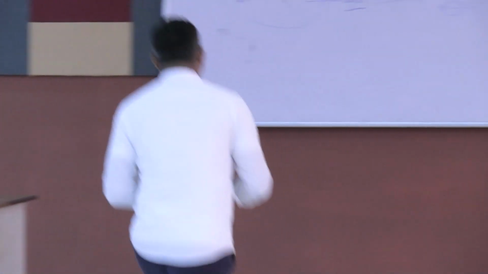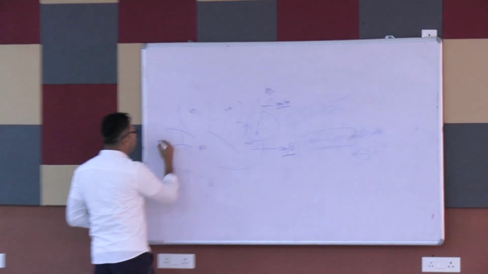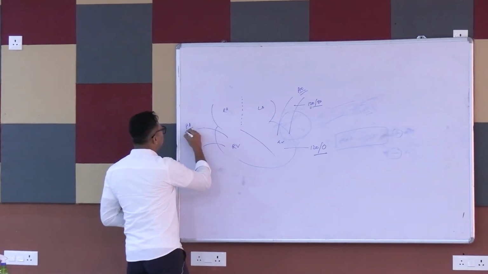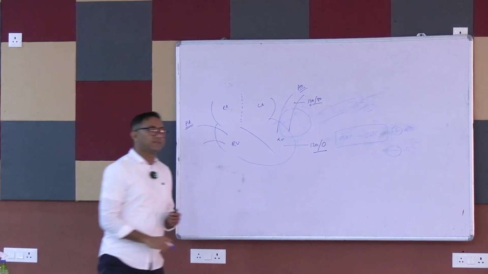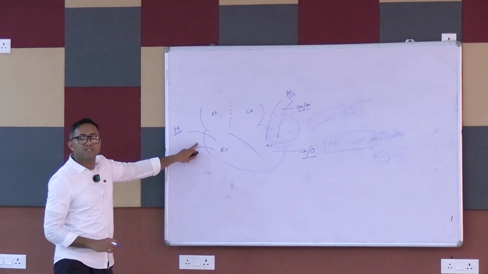So, similarly, if we talk about the right ventricle, and from the right ventricle we have the pulmonary artery, okay. What is the pressure in the pulmonary artery? Systolic pressure and diastolic pressure.